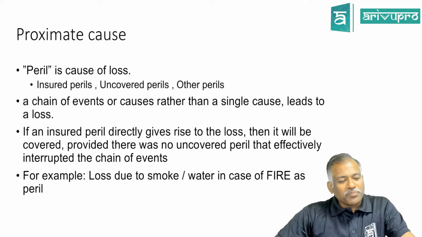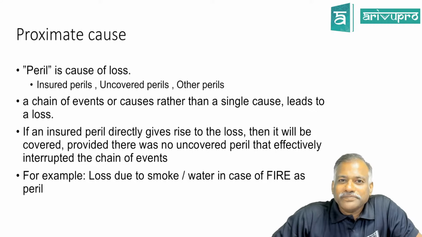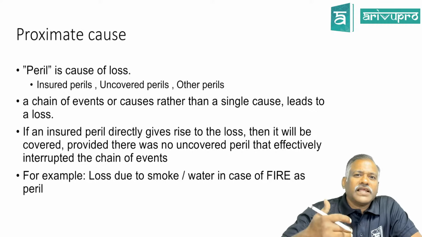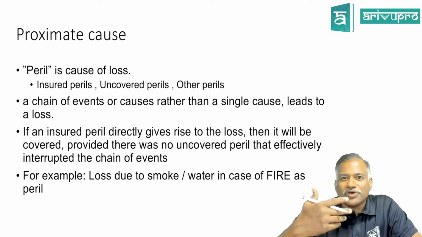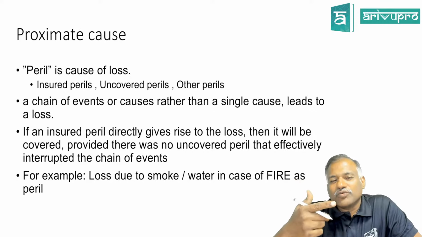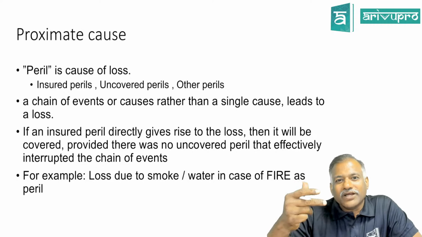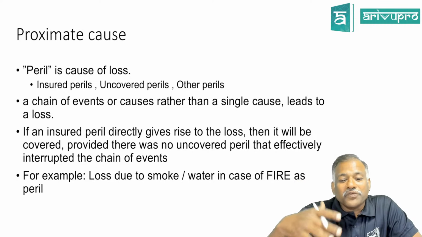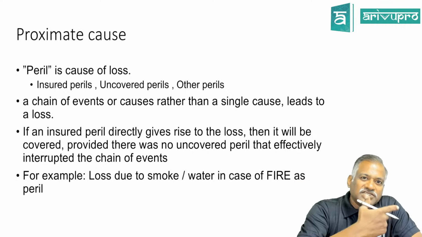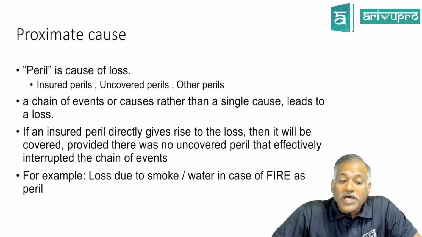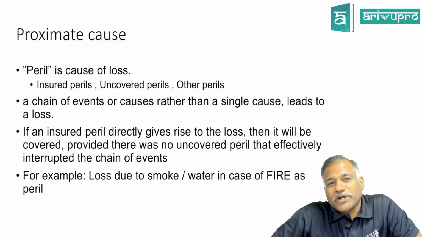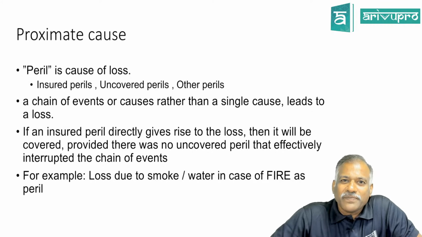Then comes proximate cause. These are slightly away from the four things we saw. In the slide, in the insurance contract, we saw indemnity, utmost good faith, subrogation, and consideration. Now here we are talking of perils. We spoke of perils, which is a cause of loss. But here there is another concept of proximate cause. Again, as I said, these are concepts very specific to insurance. Now, what is a proximate cause?